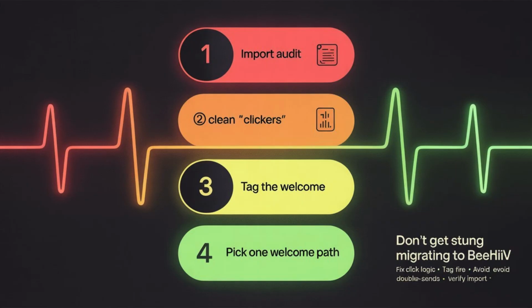Here's something I've noticed. Most newsletter operators migrate to Beehiiv and immediately start sending emails. Import the list, flip the switch, we're live. But 3 weeks later, they're wondering why their segments aren't working the way they expected, or why their engagement metrics feel off. And here's the thing. It's not because Beehiiv doesn't work.